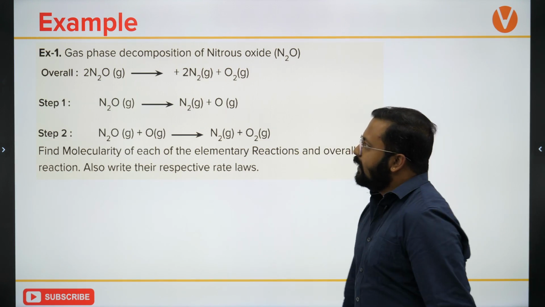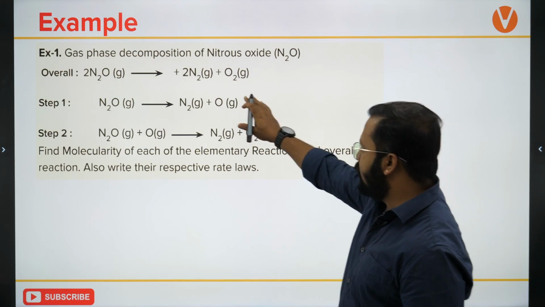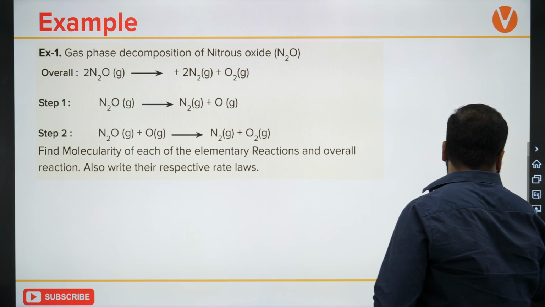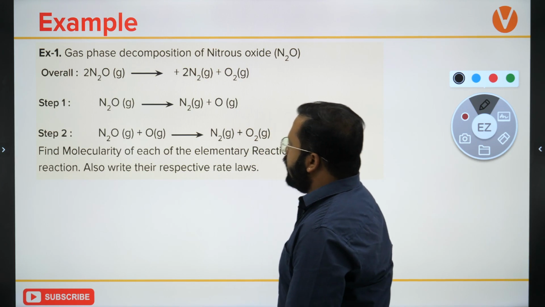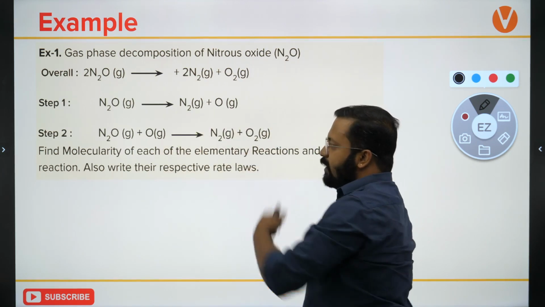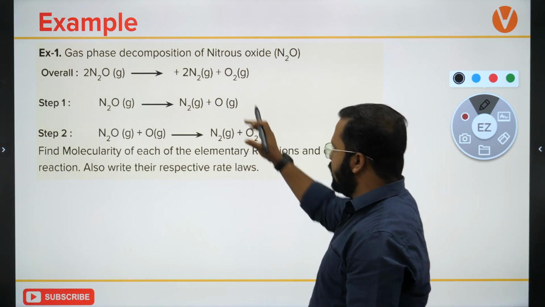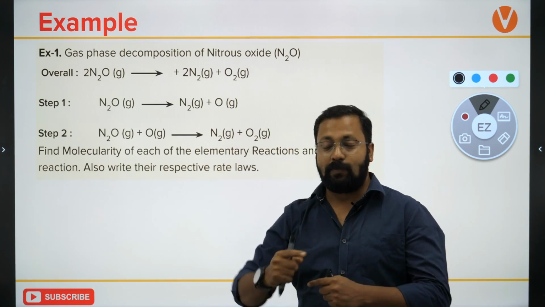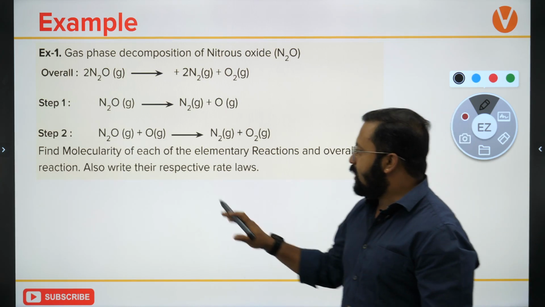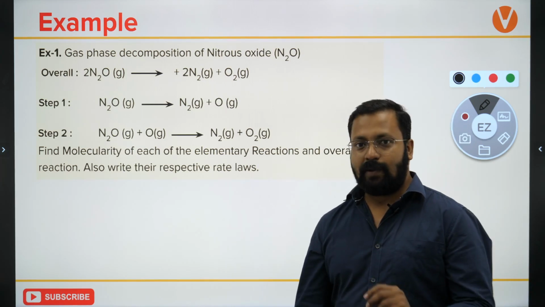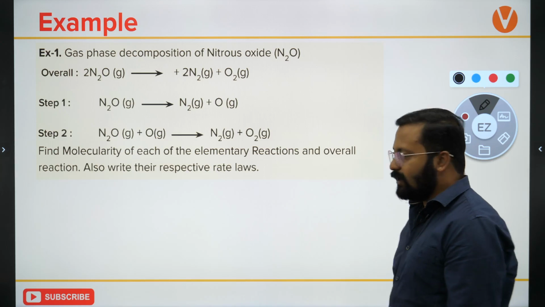A gas phase decomposition of nitrous oxide N2O is represented by an overall reaction which looks like this. Ignore this plus. Step 1 of the reaction is this, step 2 of the reaction is this. You have to identify the molecularity of each of the elementary reactions. Step 1 is an elementary reaction because it takes place in a single step. Step 2 is also an elementary reaction because it takes place in a single step. And also write the respective rate laws. How do you write the respective rate laws for each and every step?